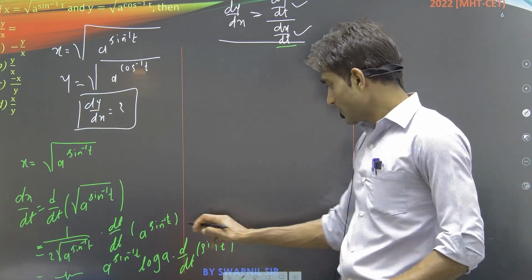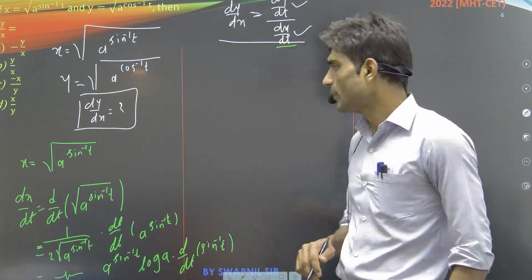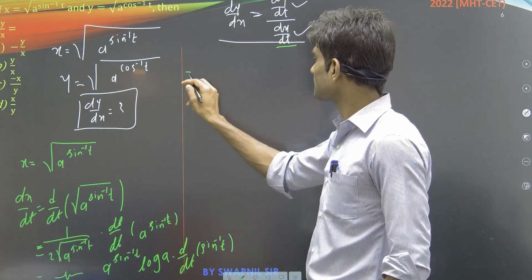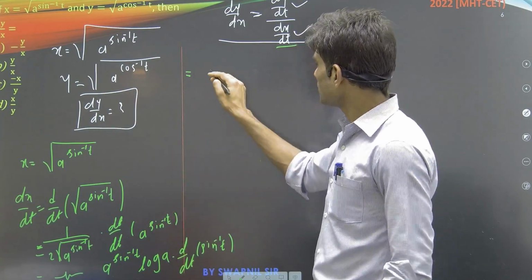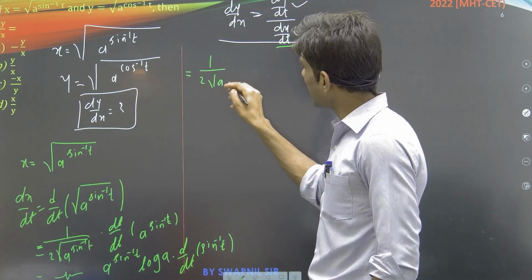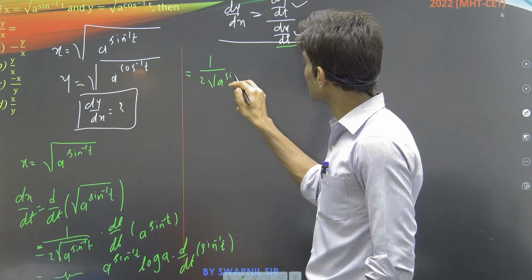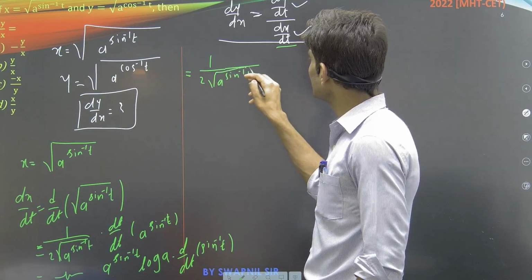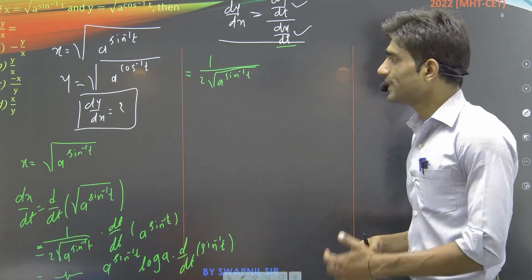Okay, so that's the differentiation of sine inverse of t. Let's go for finding the next value. First, 1 upon 2 times the square root of a to the power sine inverse of t. Keep this term as it is, as we don't have to change anything there.